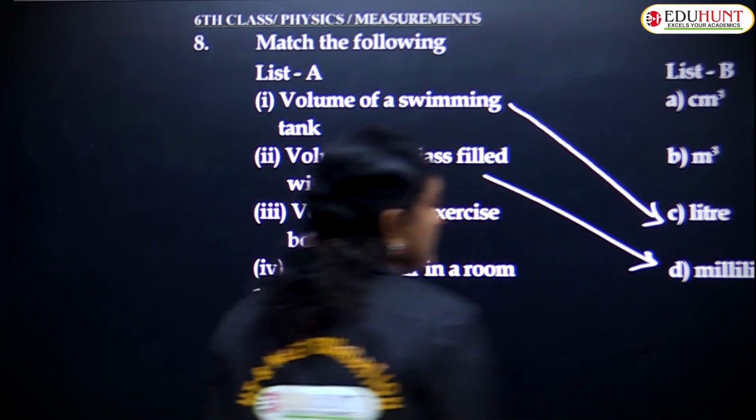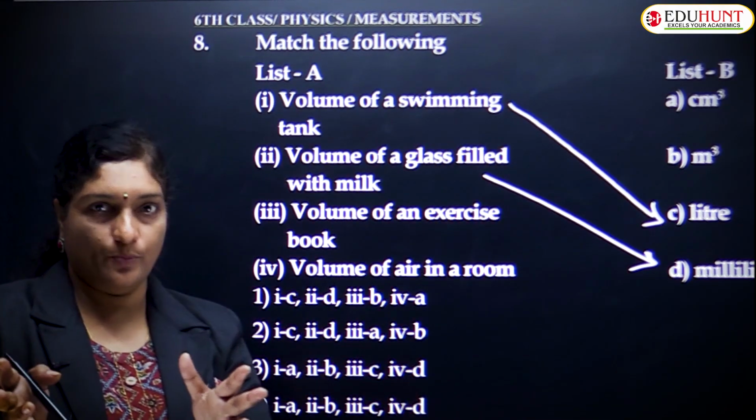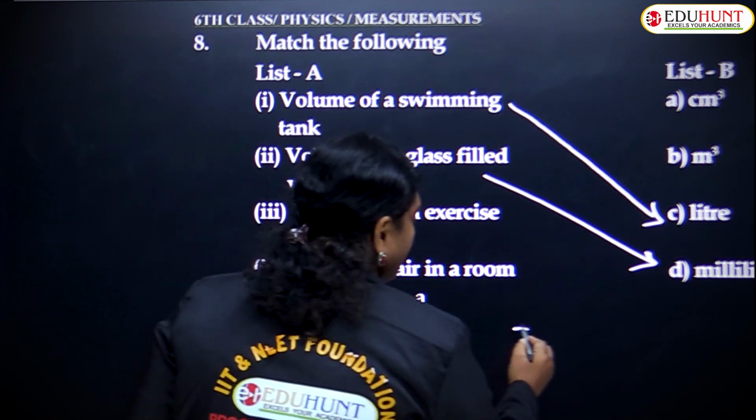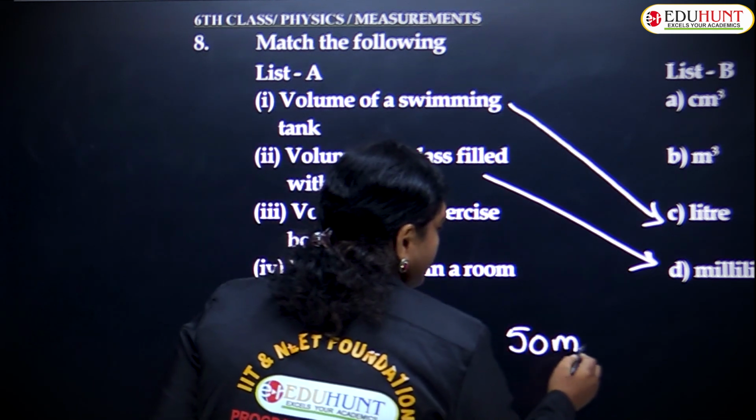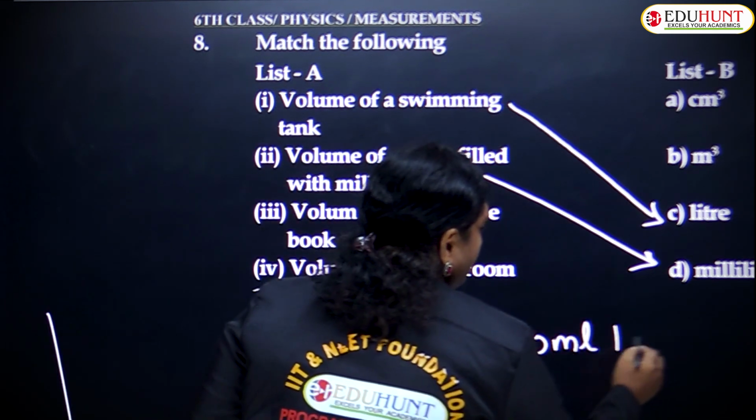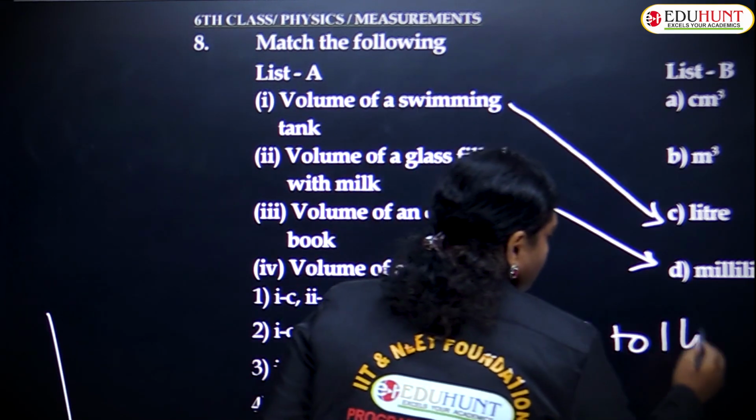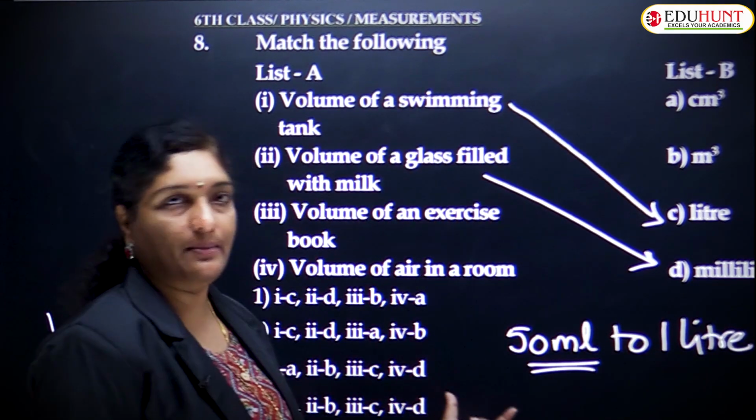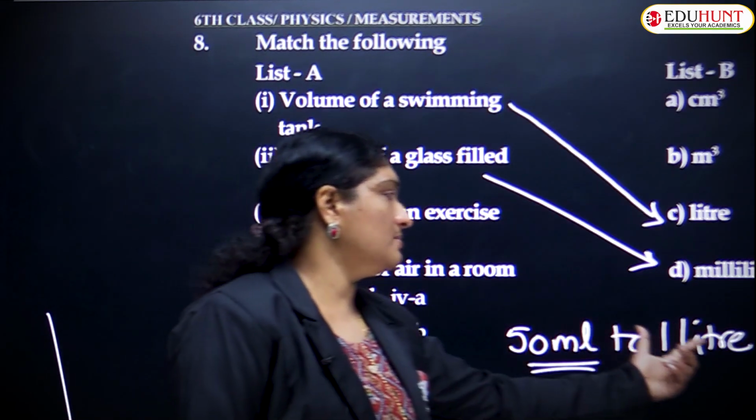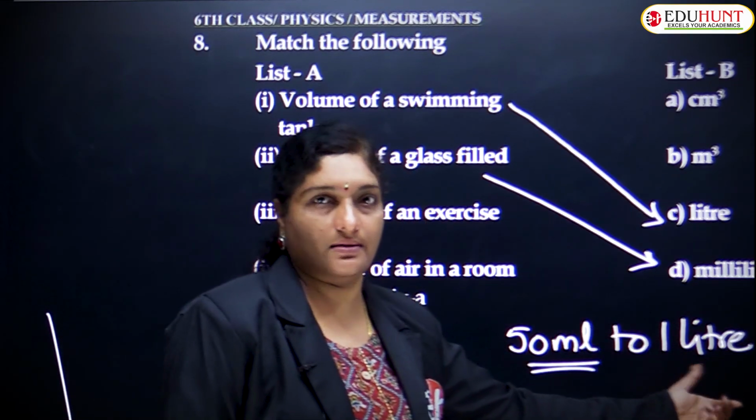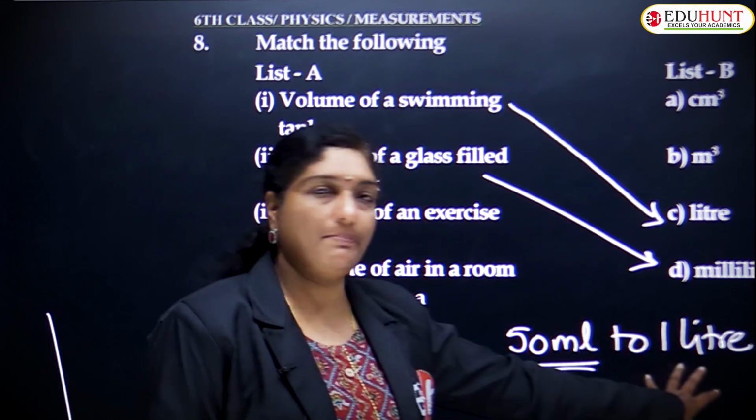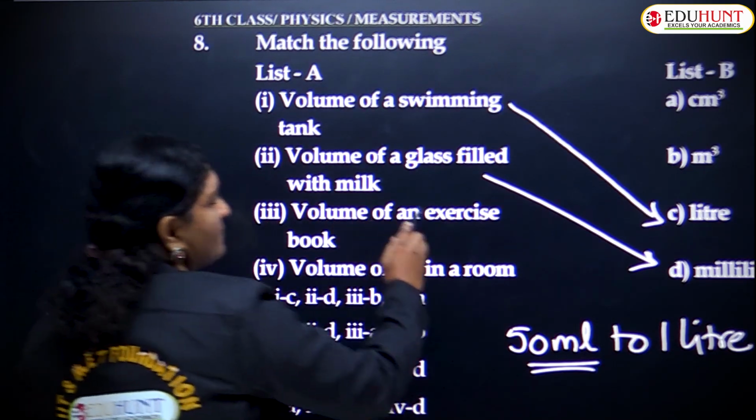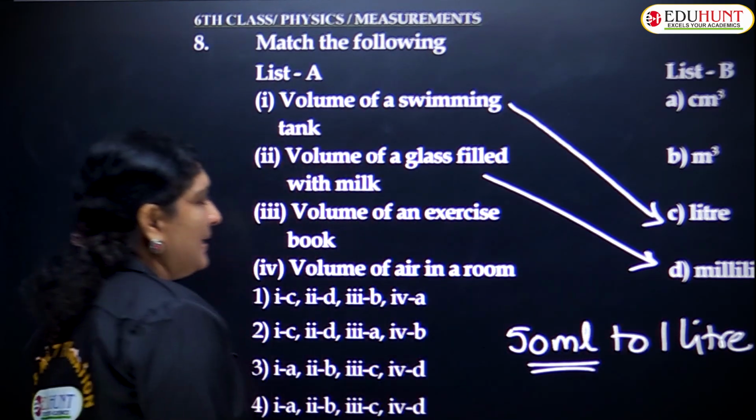Remember, children, liquid volumes generally range from 50 milliliters up to some liters. Hardly do we start below 50 milliliters, and we go up to 1 liter. Okay, small portions and bigger portions. Clear? So the volume of a glass filled with milk is measured in milliliters.